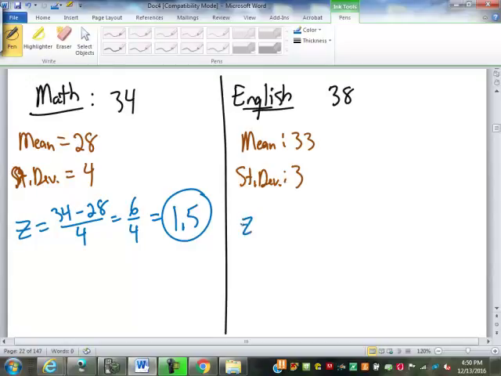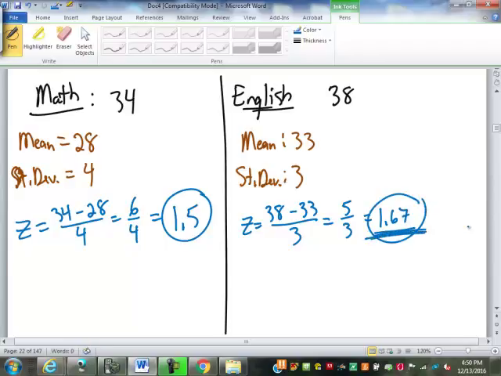For English, your Z-score: your score was 38 minus the mean of 33 divided by a standard deviation of 3. So 38 minus 33 is 5. 5 divided by 3 is 1.67. Your English score is 1.67 standard deviations above the mean. 1.7 would be okay. So the English score is more impressive because it's more standard deviations above the mean. Does that make sense?